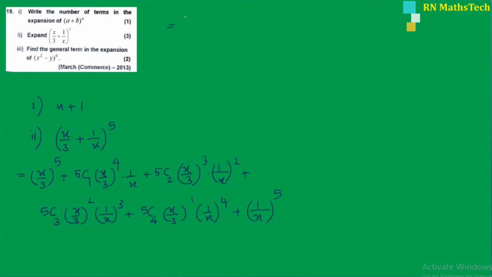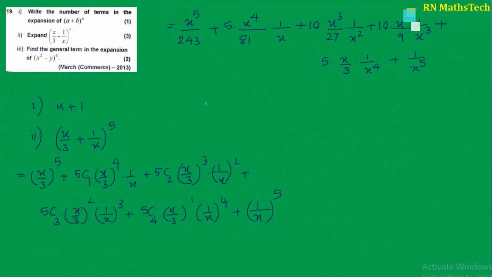is equal to first one x raised to 5 by 3 raised to 5. 3 raised to 5 എന്ന് പറയുന്നത് 243 ആണ്. plus 5 into x raised to 4 by 3 raised to 4 എന്ന് പറയുന്നത് 81 ആണ്. 81 into 1 by x എന്ന് കിട്ടും. പ്ലസ് 5c2 ൻ്റെ വാല്യൂ 5 into 4 by 1 into 2 ആണ്, 10 ആണ്. 10 x ക്യൂബ് by 27 ഉം 1 by x സ്ക്വയറും പ്ലസ് അടുത്തത് 5c3 എന്ന് പറയുന്നത് 5c2 തന്നെയാണ്, 10 ആണ്. x സ്ക്വയർ by 9 into 1 by x ക്യൂബ് പ്ലസ് 5c4 is 5 into x by 3 into 1 by x raised to 4. Last term is 1 by x raised to 5.